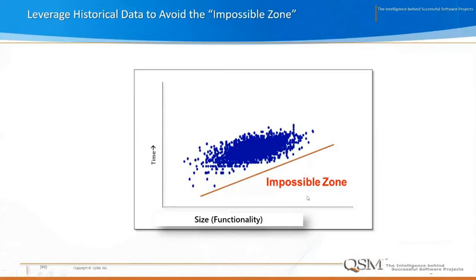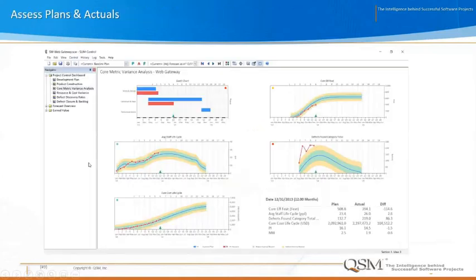So by seeing this early, by using tools and models and empirically based data early in the process, we can hopefully avoid signing up to what we call the impossible zone. And we're going to go through some examples as we take you through the webinar here.